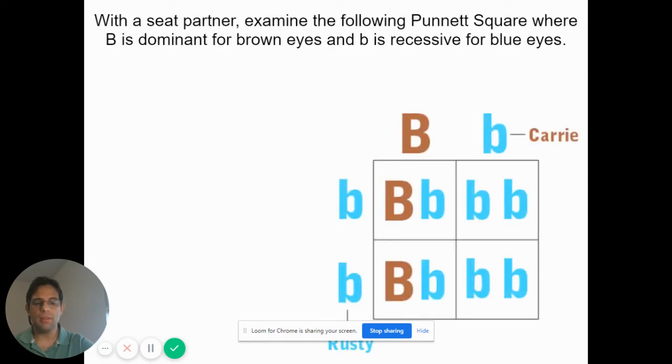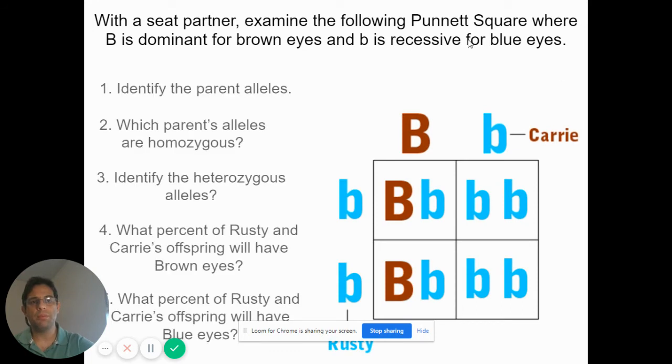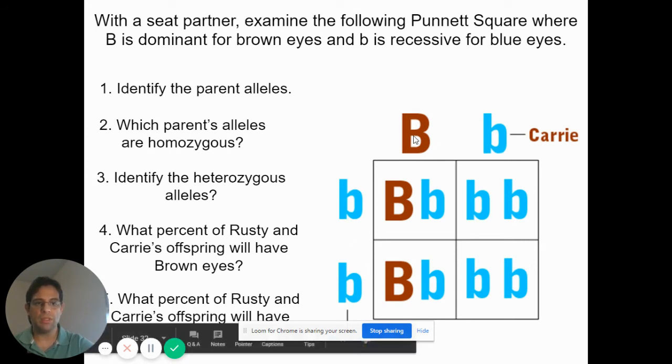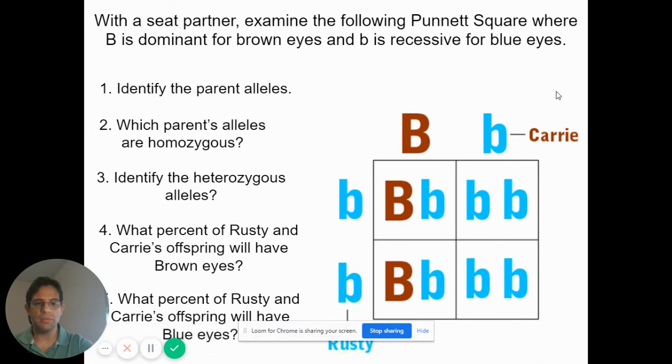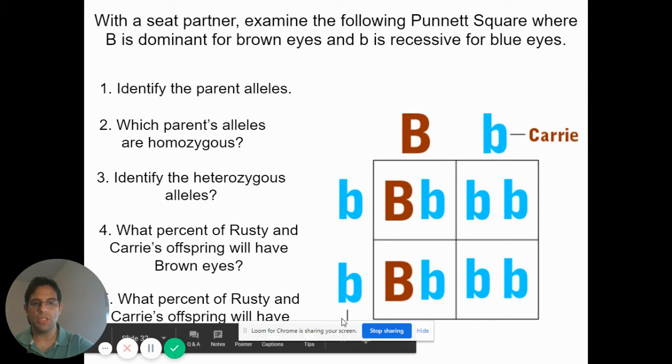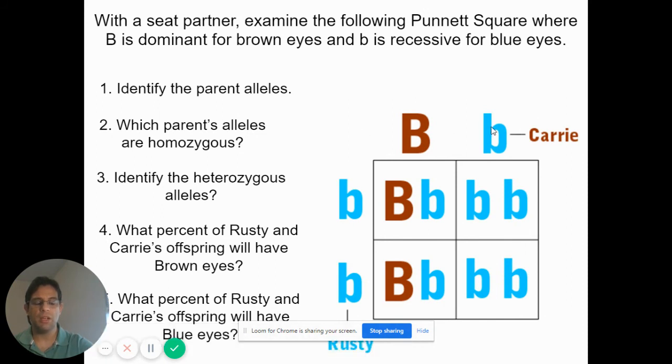Now, we can also examine the following Punnett square, where uppercase B is dominant for brown eyes and lowercase b is recessive for blue eyes. Let's try to do this together, because I know we're not in the class. Identify the parent alleles. Where do we find the parent alleles? On top and on the side. So the alleles for Carrie are upper B, lower B, and the alleles for Rusty are lower B, lower B. So these are the genotypes. For Rusty, this is the genotype. For Carrie, in the gene that expresses the color of the eye.